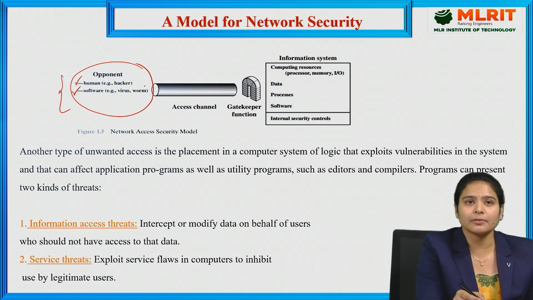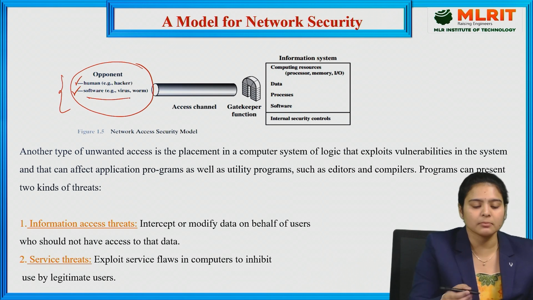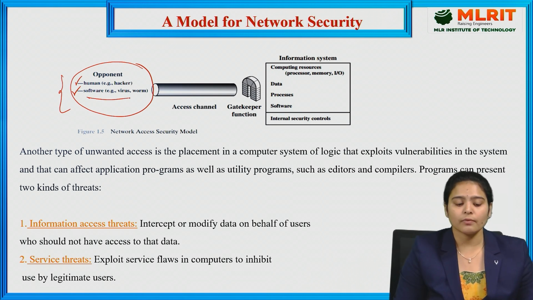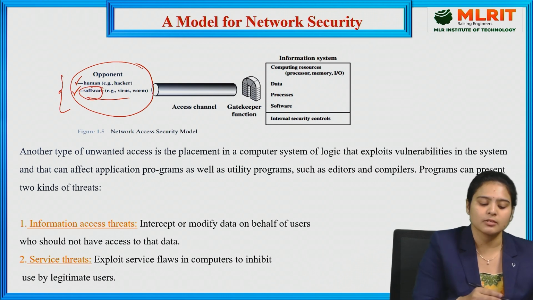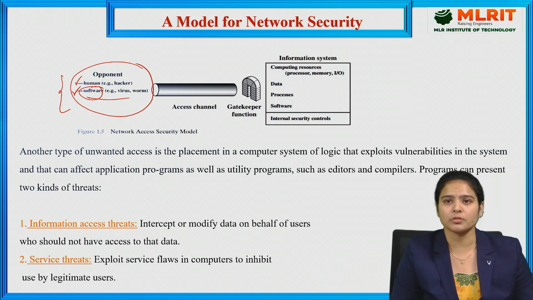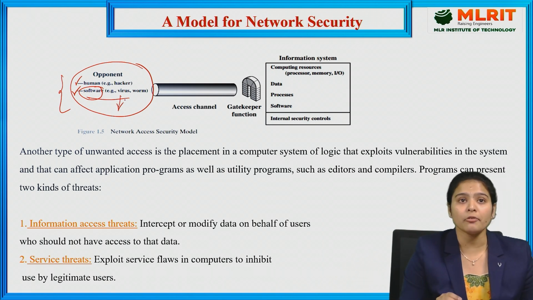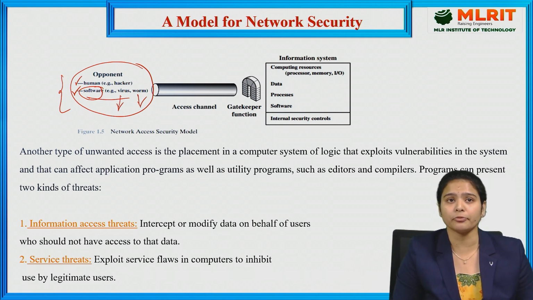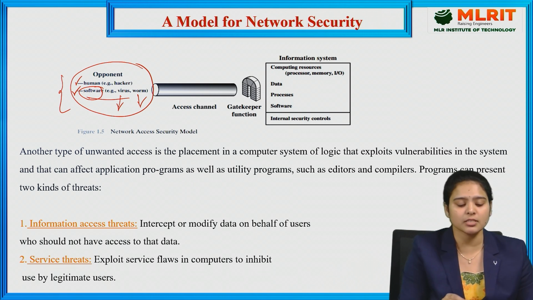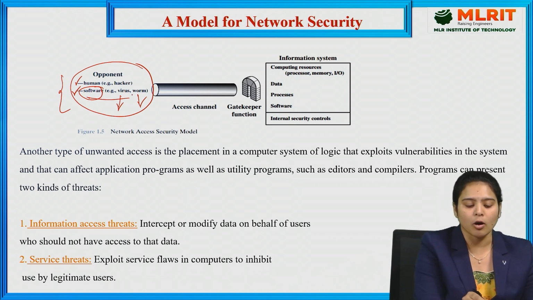A human is an example of a hacker. Software is a virus or worm. So while we are getting information, obviously it can come from software. We know the differences between a virus and a worm. A virus can easily infect a file from one system to another system, including the involvement of a person. But a worm works without any human interaction. That is the difference between the virus and the worm.